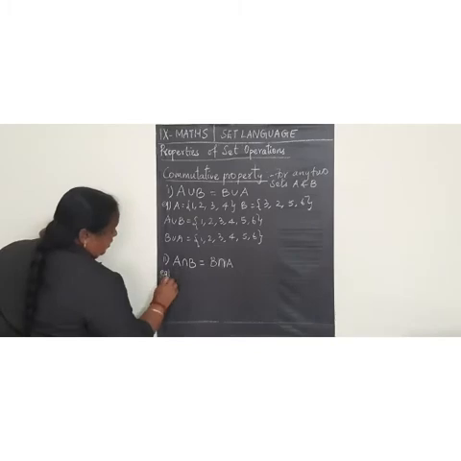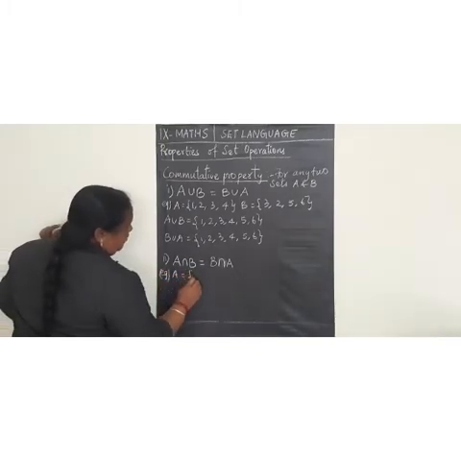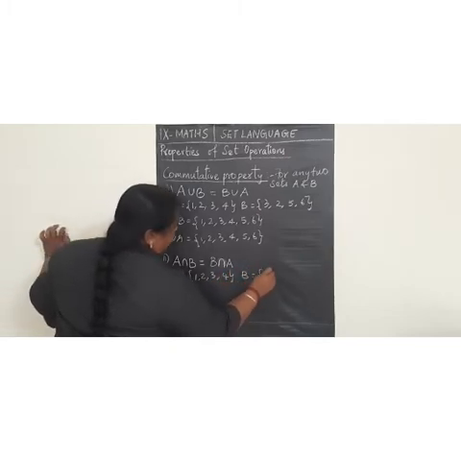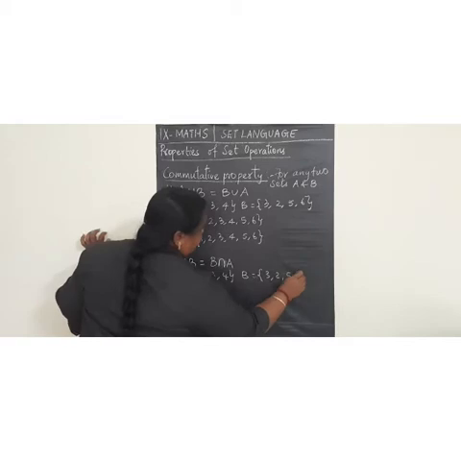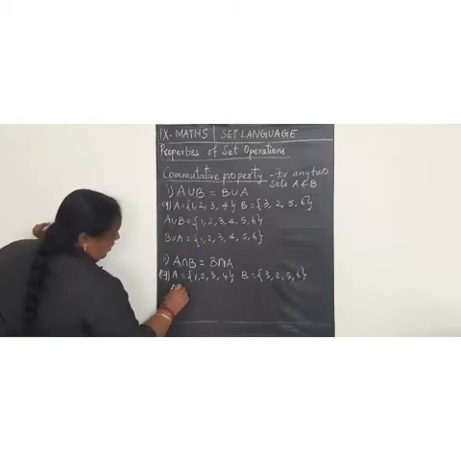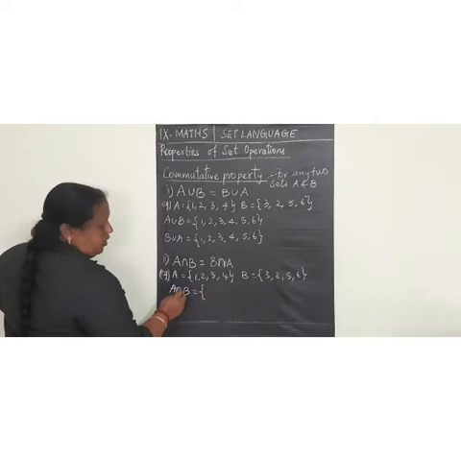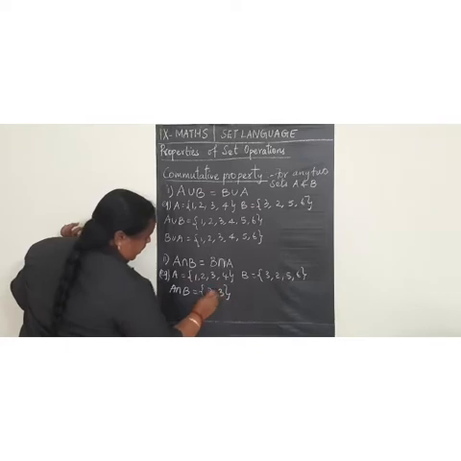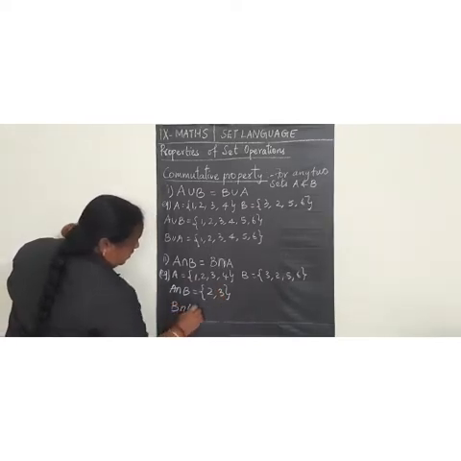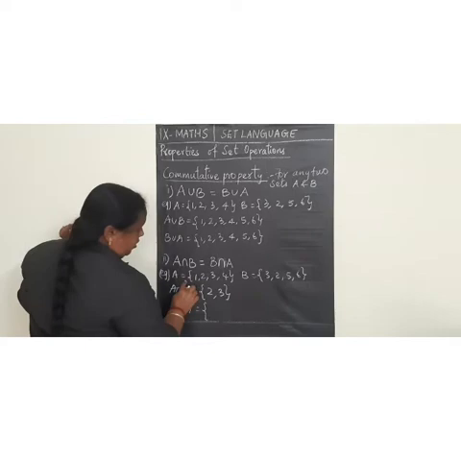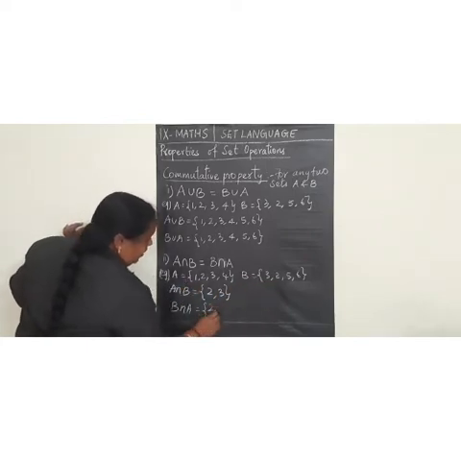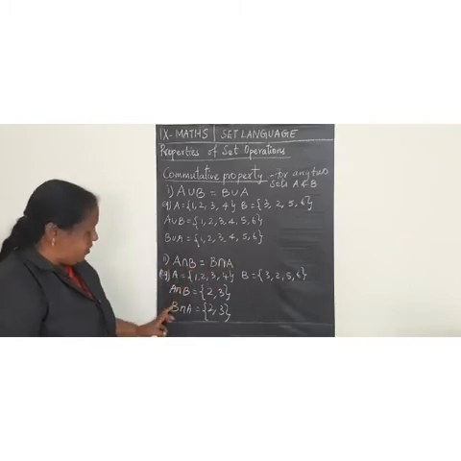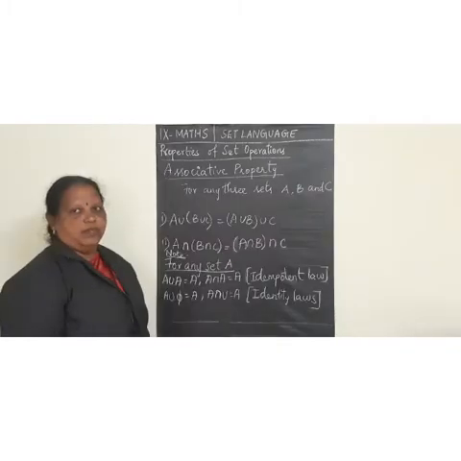For example, we can take A equal to 1, 2, 3, 4 and B equal to 3, 2, 5, 6. A intersection B means we have to write only the common elements. So 2 and 3 are the only common ones, so we write 2 and 3. Next, B intersection A: we see what are all the common elements in B and A, the same 2 and 3. So this is the commutative property of intersection of two sets. A intersection B is equal to B intersection A.